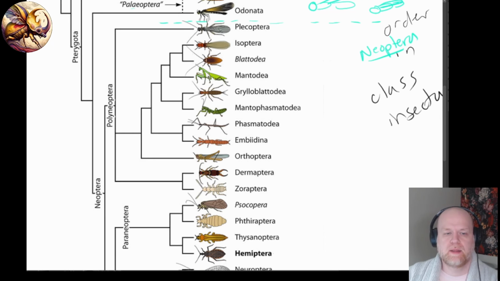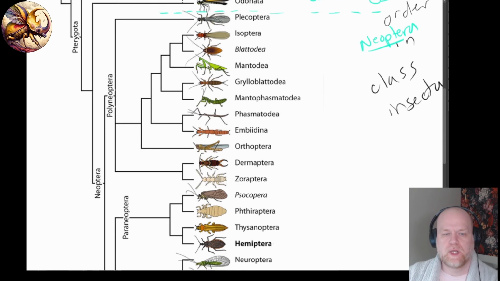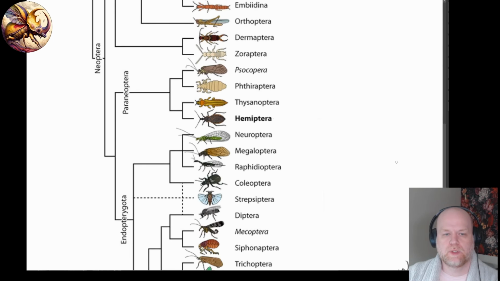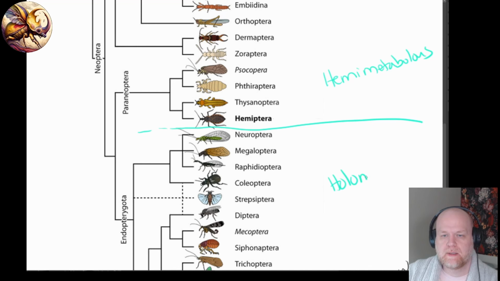There's the Polyneoptera and the Paraneoptera, which we'll talk about first. And that division line is right here. And this is divided into the hemimetabolous insects. Let me put this farther over, because this is important. Hemimetabolous on top and the holometabolous on the bottom.